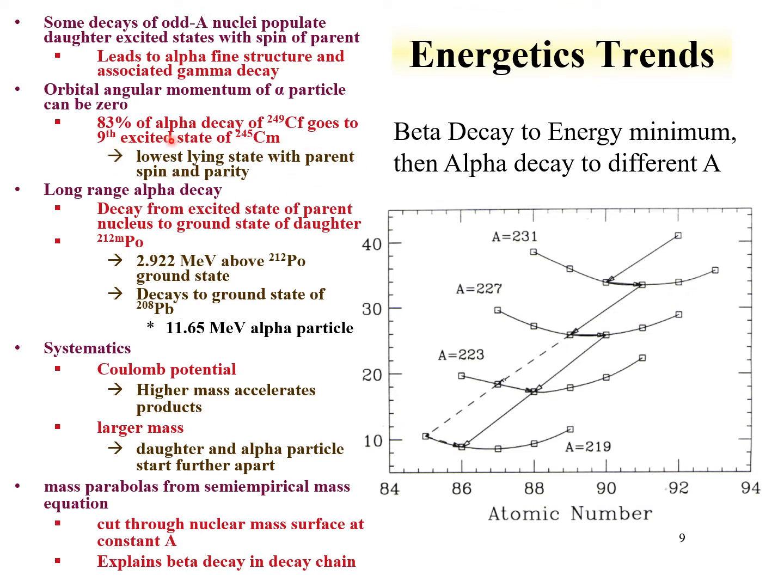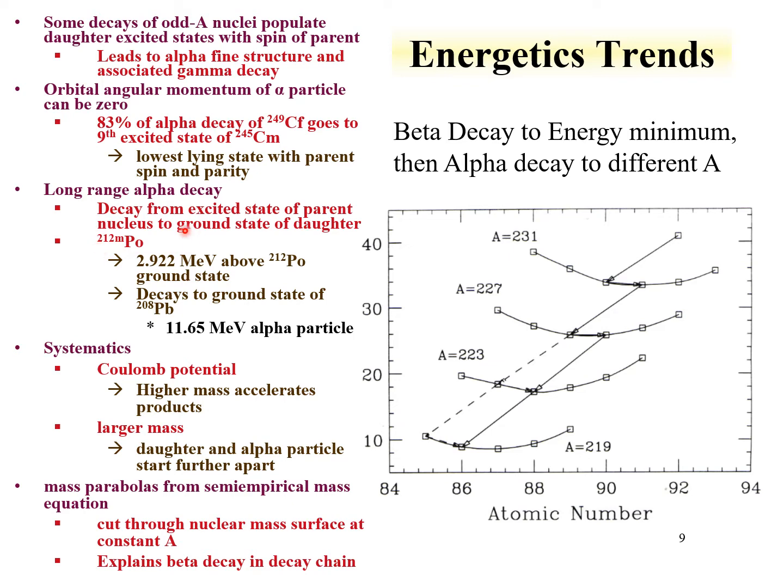We'll discuss this in a little bit more detail so that we can understand why certain isotopes have fine structure and certain don't. For instance, even nuclei, since their spin and parity is 0 plus, will often decay to the ground state of the daughter, because the alpha particle also has 0 plus spin and parity. We can also observe long-range alpha decay, which is really the decay from a metastable state to a ground state of the daughter.